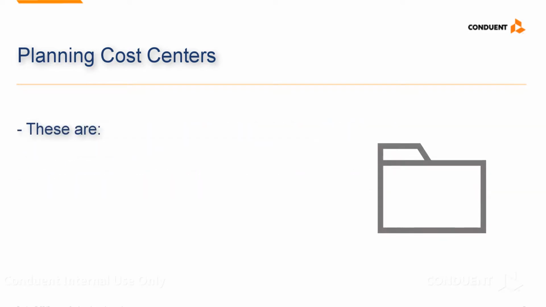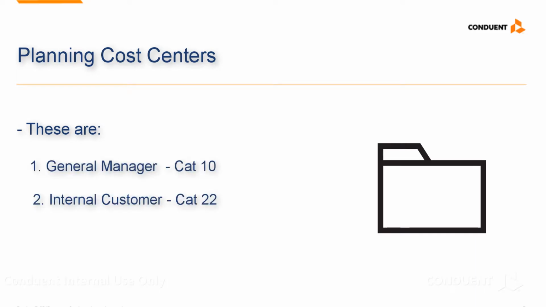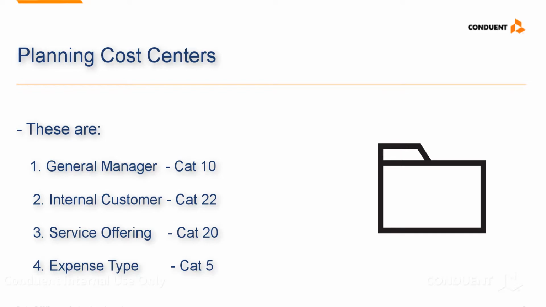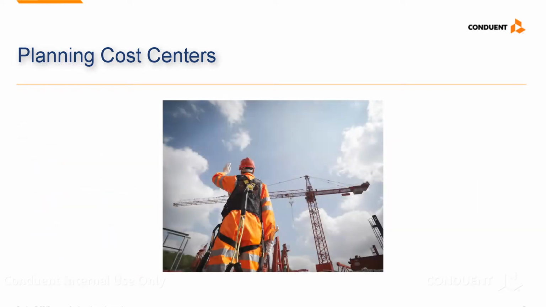The four characteristics used in a planning cost center are: first, General Manager or CAT 10, second, Internal Customer or CAT 22, third, Service Offering or CAT 20, and fourth, Expense Type or CAT 5. We will go over what these four category codes mean and why they were chosen as the building blocks of a planning cost center in more detail.